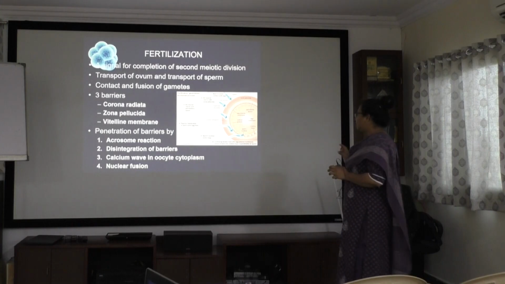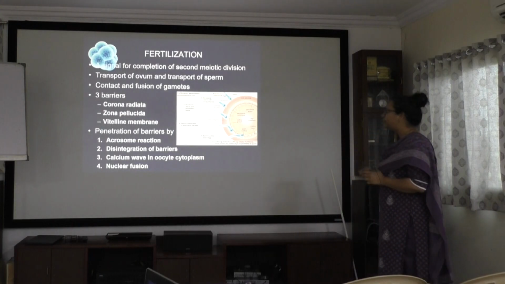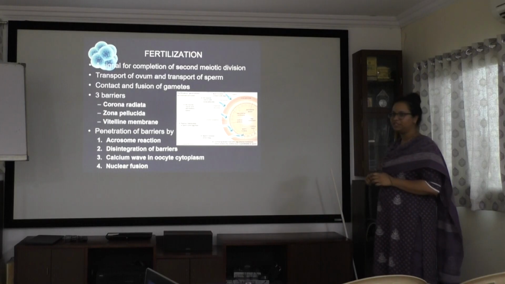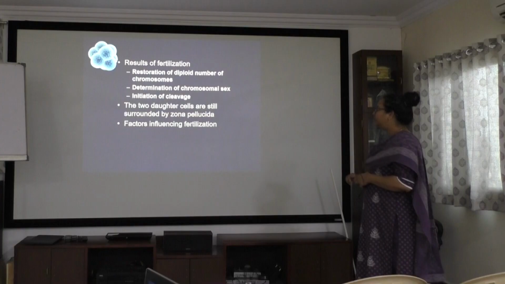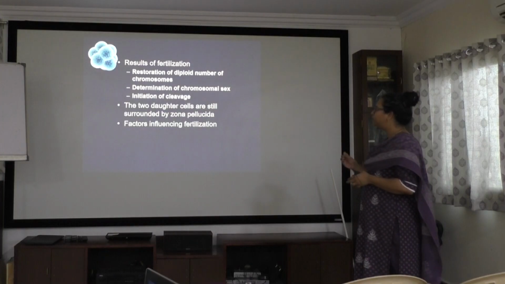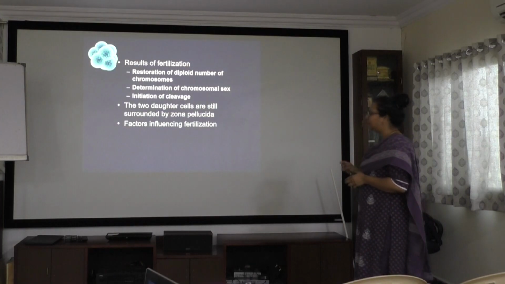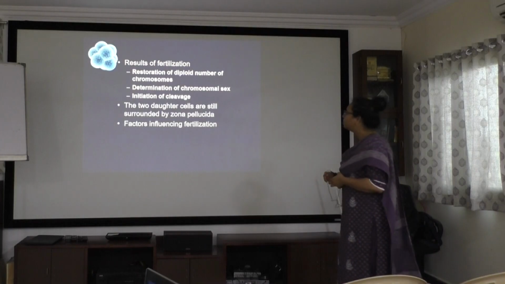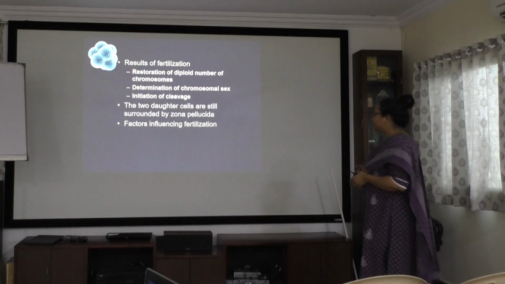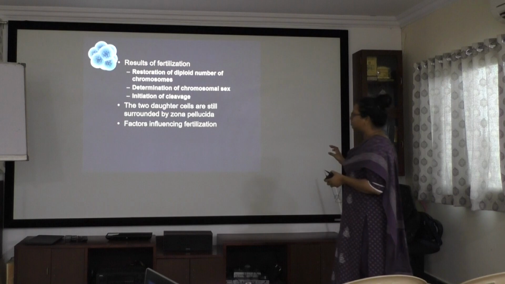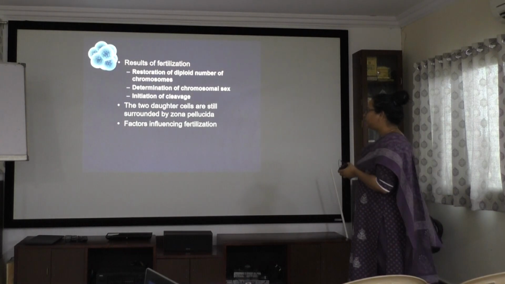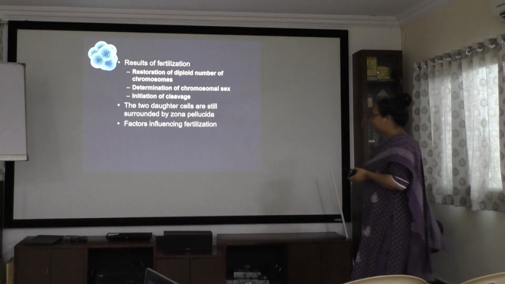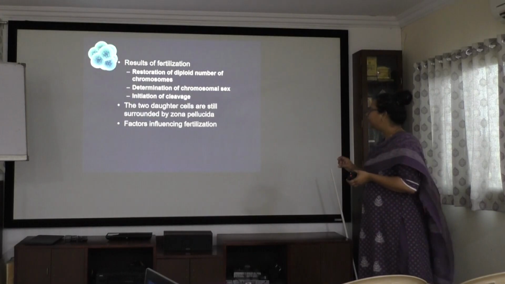Nuclear fusion: the male pronucleus and female pronucleus fuse together to form the zygote. The haploid sperm and the haploid ovum fuse to form the diploid zygote. So, as a result of fertilization, restoration of the diploid number of chromosomes takes place, determination of the chromosomal sex, and initiation of cleavage. The two daughter cells are still surrounded by the zona pellucida.